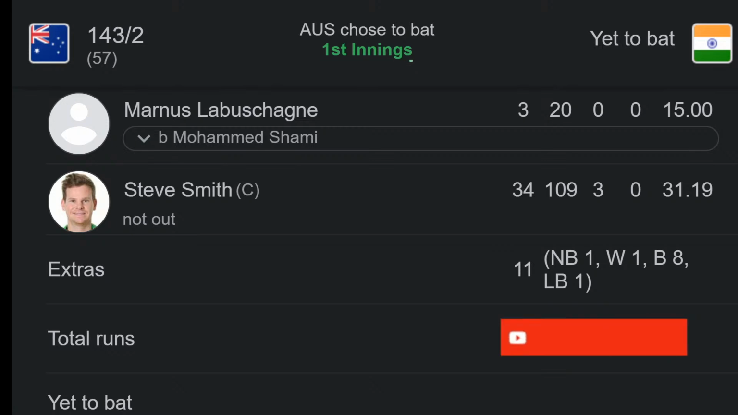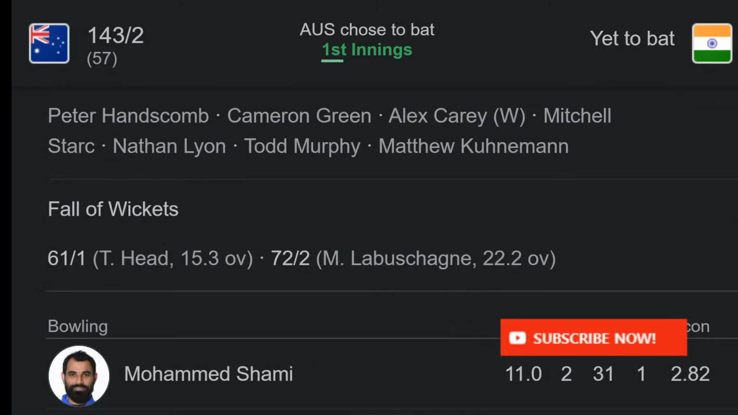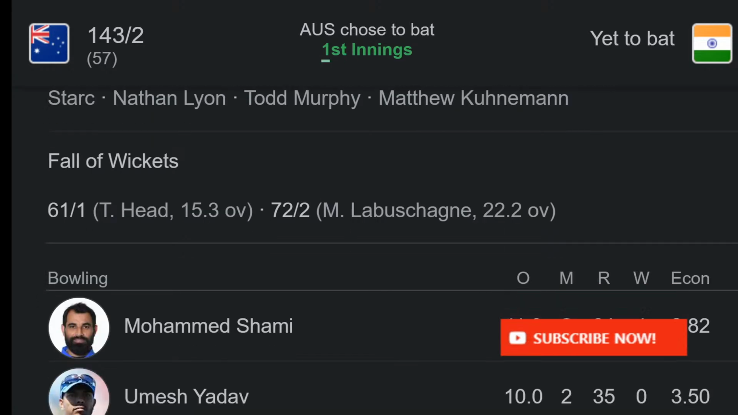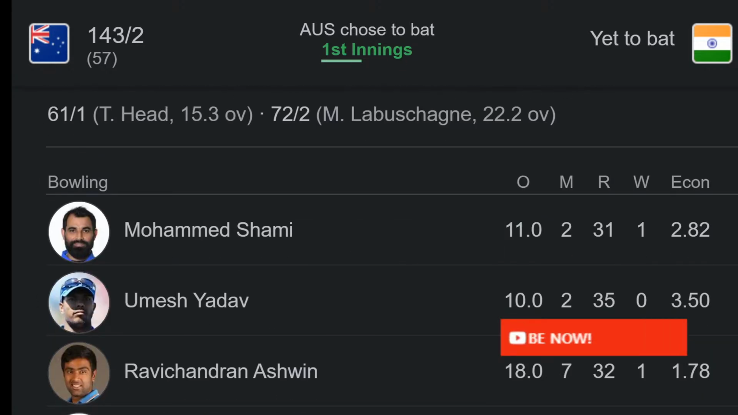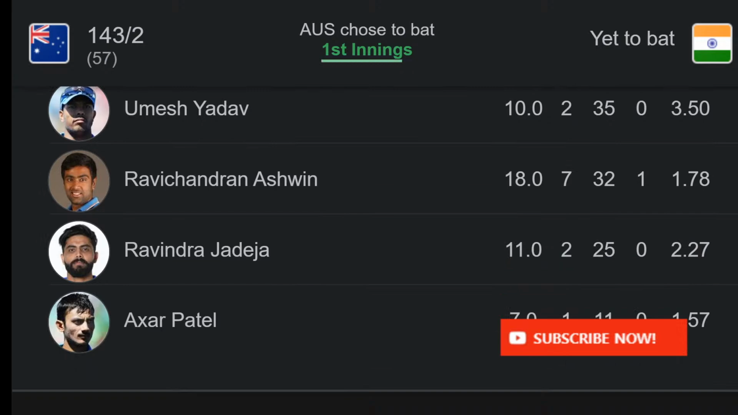No ball 1, wide 1, byes 8, and leg byes 1. That constitutes 11 runs. First wicket partnership 61 runs and second wicket 72 runs. Mohammad Shami 1 wicket. Umesh Yadav has not yet taken any wicket. Ravichandran Ashwin 1. Ravindra Jadeja has not yet taken a wicket in 11 overs, and 7 overs by Axar Patel.